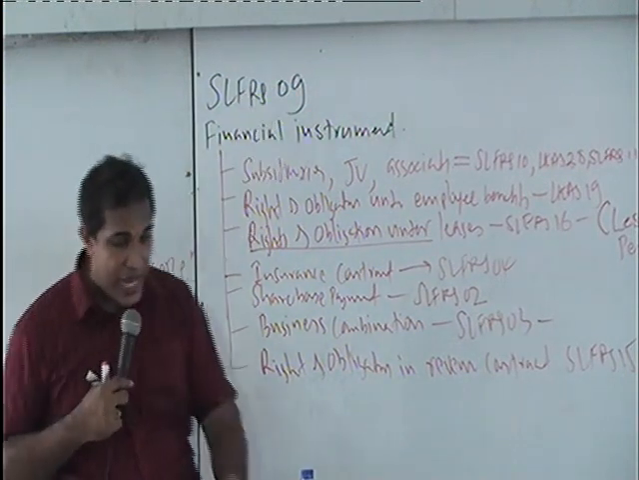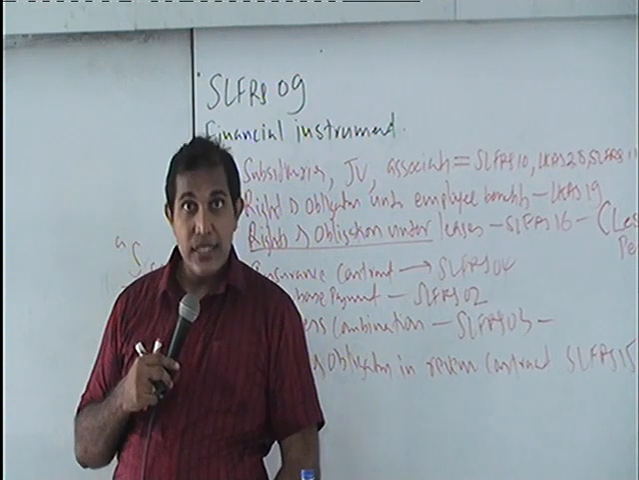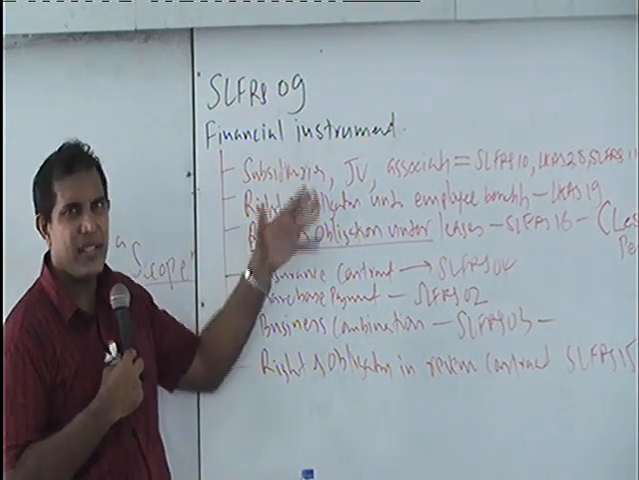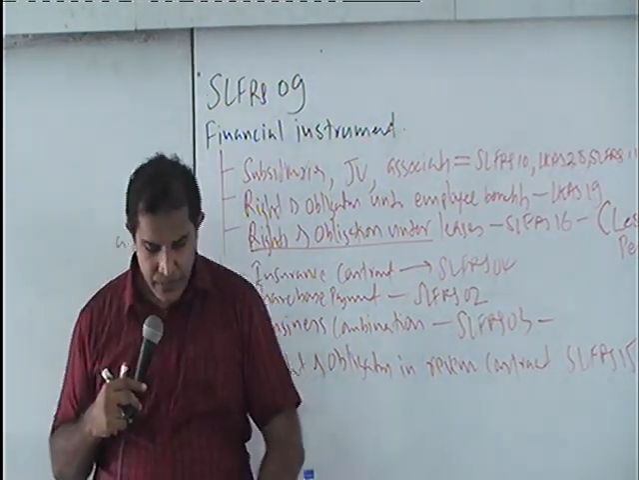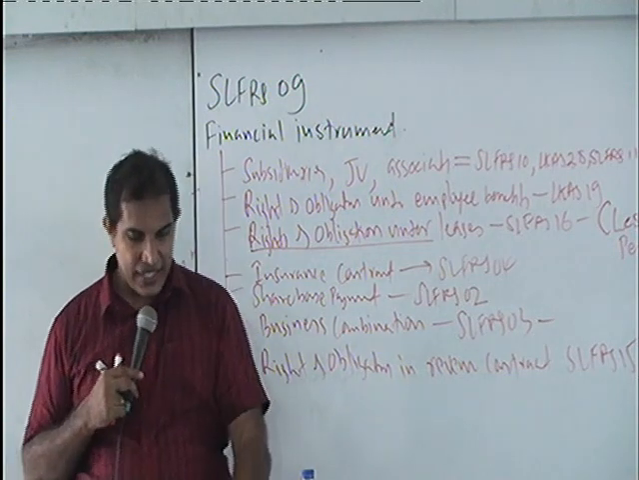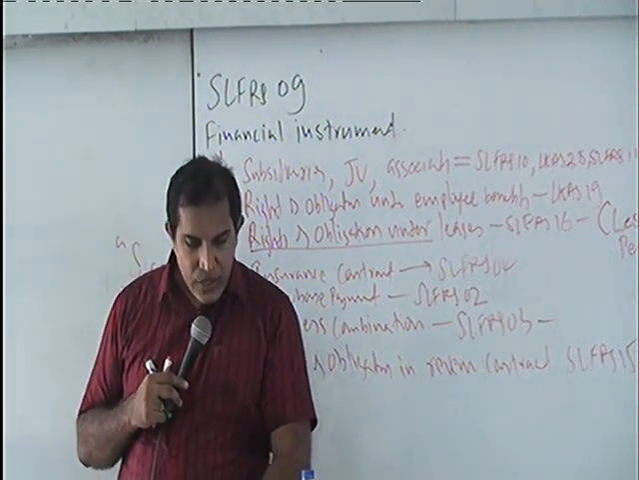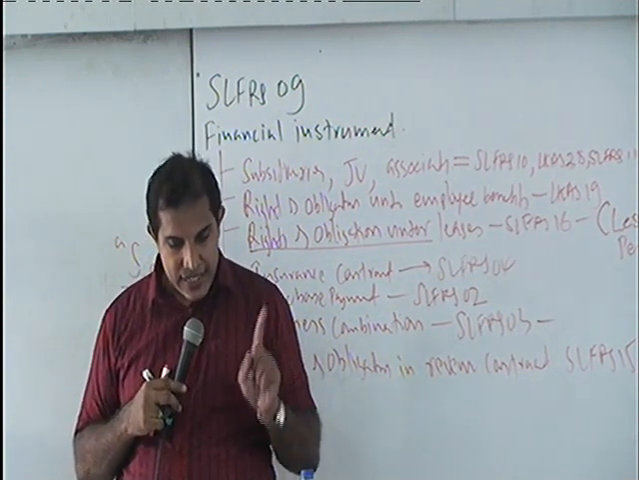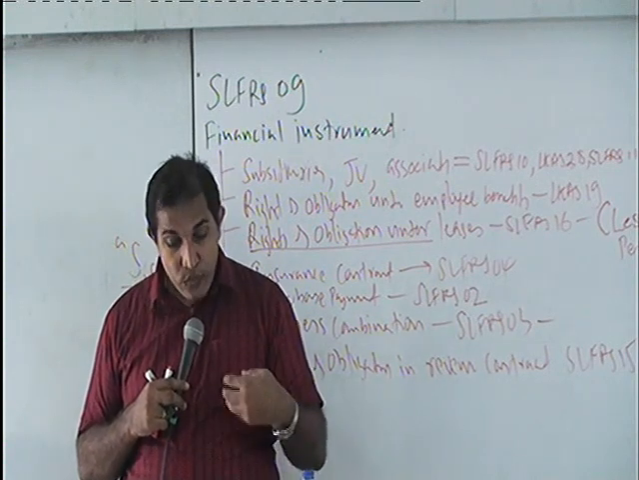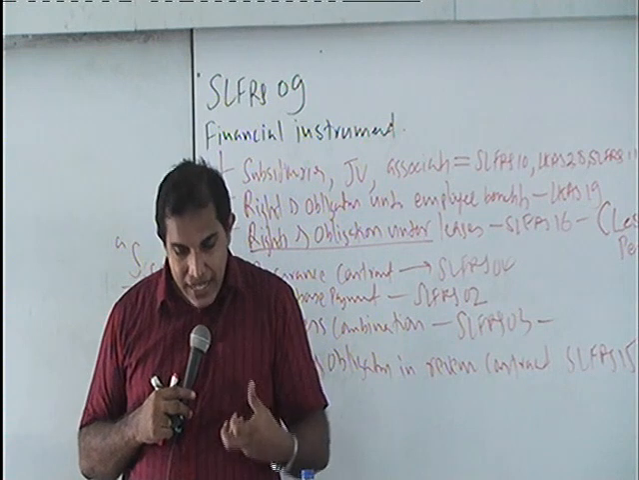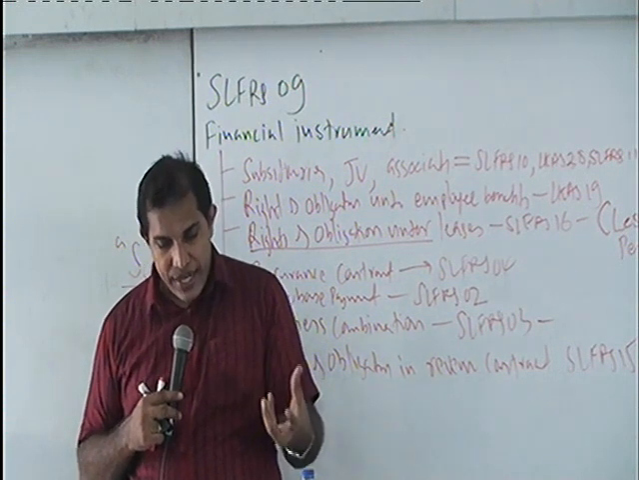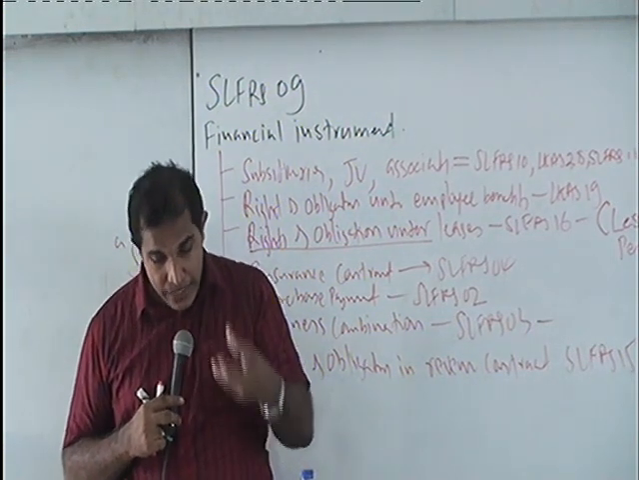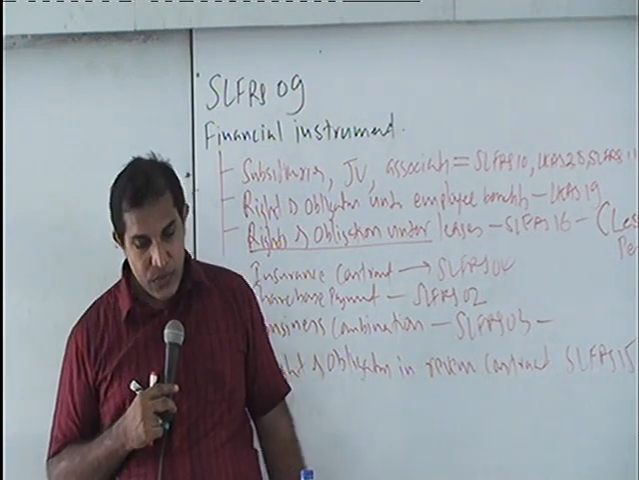Now you can understand the objective of this standard. What is the objective of this standard? Take your highlighter and highlight the objective of SLFRS 9. I'm not going to write here because that's wasting time. So just highlight. The objective of this standard is to establish principles for the financial reporting of financial assets and financial liabilities that will present relevant and useful information to the users of financial statements for their assessment of the amounts, timing and uncertainty of the entity's future cash flows.